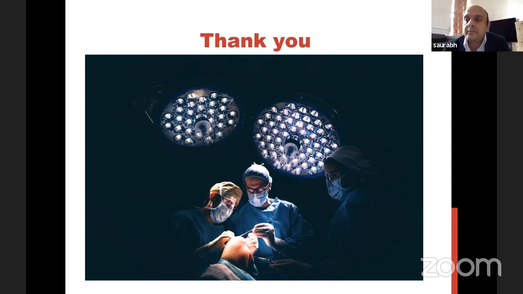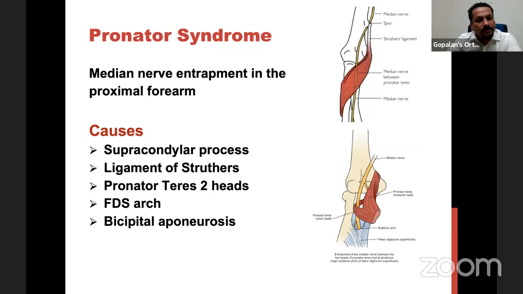Pleasure. See, when we talk about ulnar nerve neuropathy at the elbow, there we talk about the supracondylar process, the ligament of Struthers, right? So is it for the pronator? What happens is there's a lot of overlap. When we talk about Osborne's fascia for the ulnar nerve, and sometimes the ligament of Struthers we implicate for both the ulnar as well as the median. So what is your take on that?